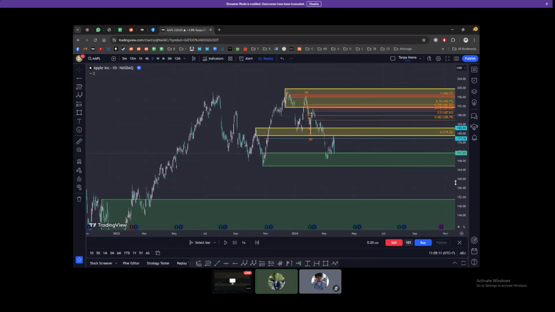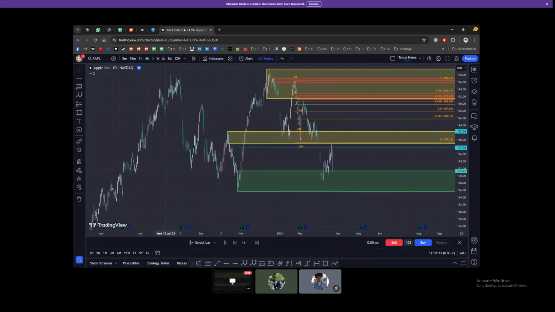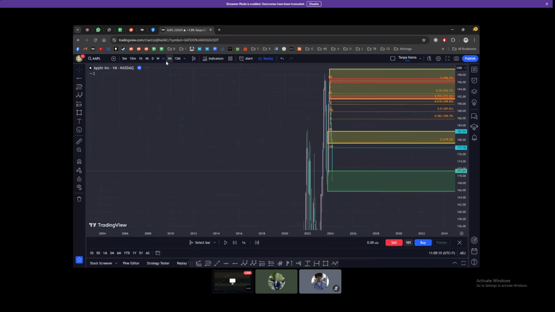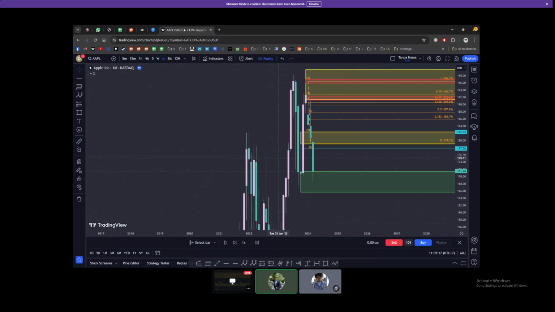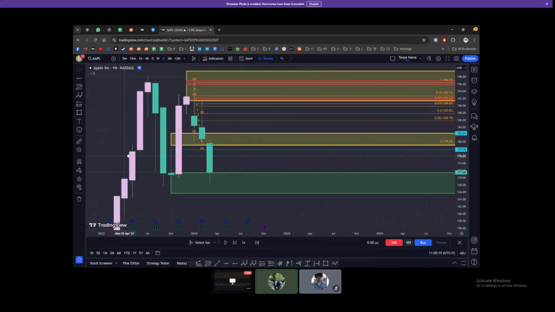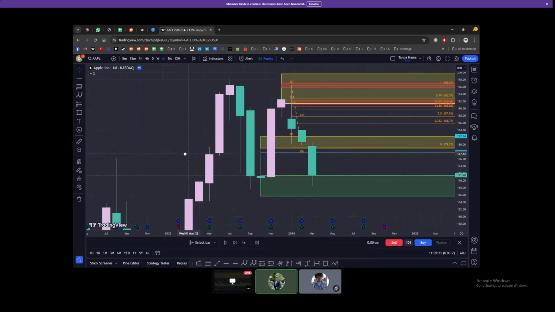Now go on the monthly chart. Zoom in. So right now, the way the monthly chart is being printed, it looks like it's going to go for the monthly low at 166. So you should be taking an even further zoomed out view.